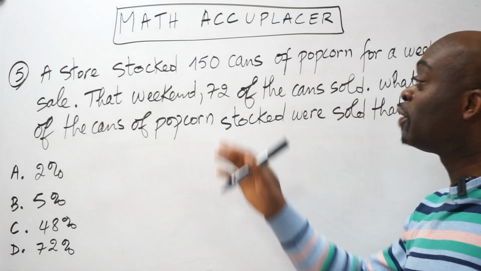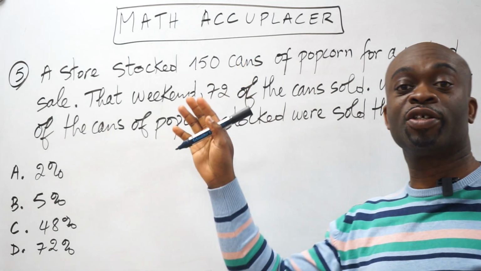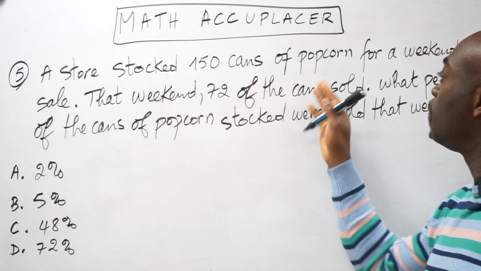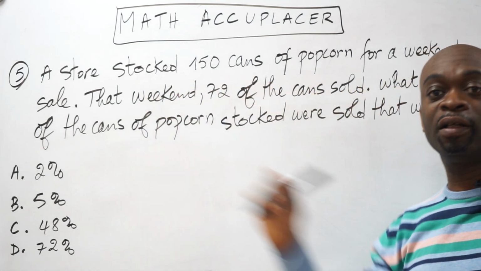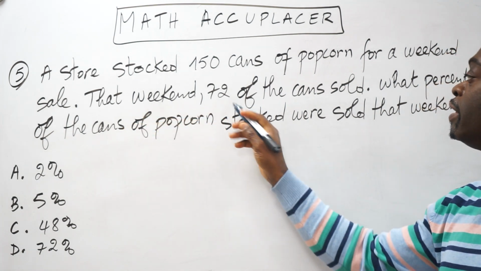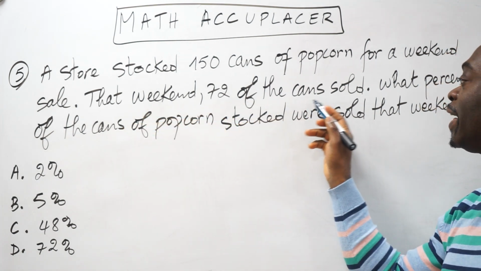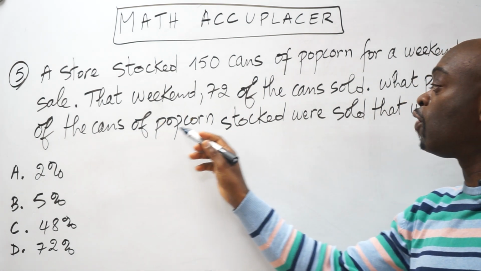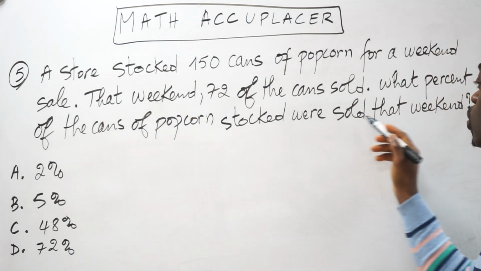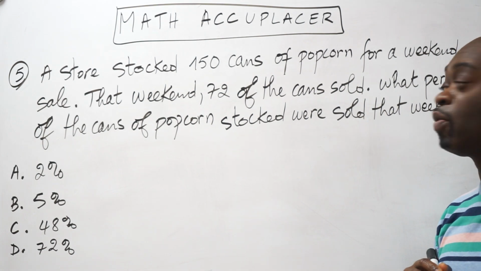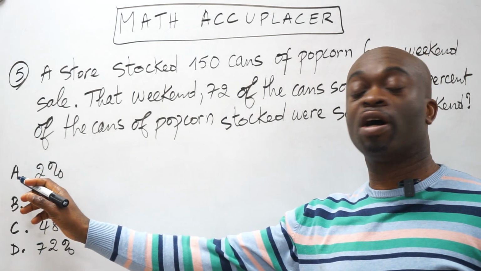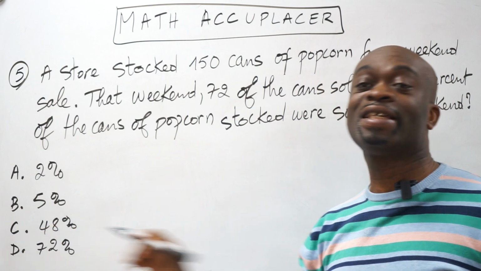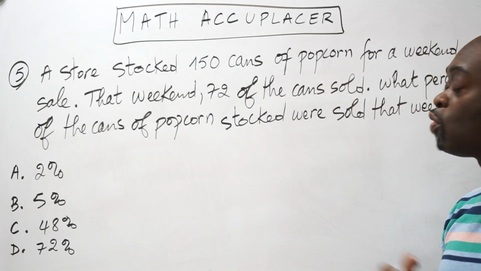Ladies and gentlemen, question number 5 here on the Accuplacer test. A store stocked 150 cans of popcorn for a weekend sale. That weekend, 72 of the cans sold. What percent of the cans of popcorn stocked were sold that weekend? Answers are A, 2%, B, 5%, C, 48%, D, 72%. So what are we doing here?